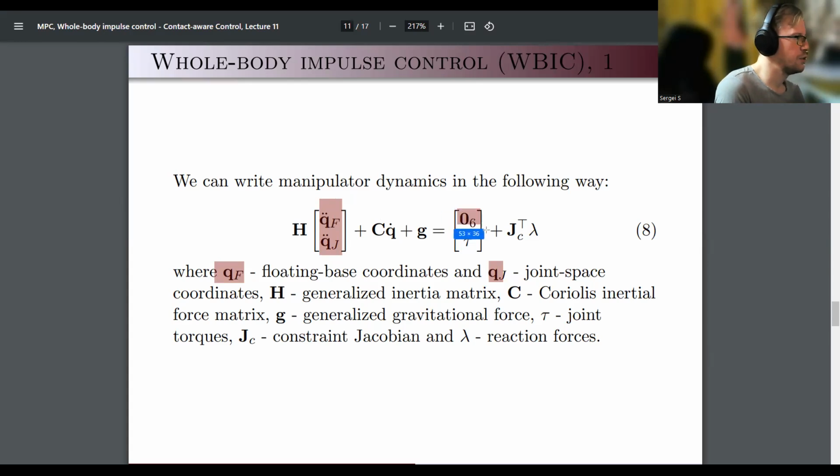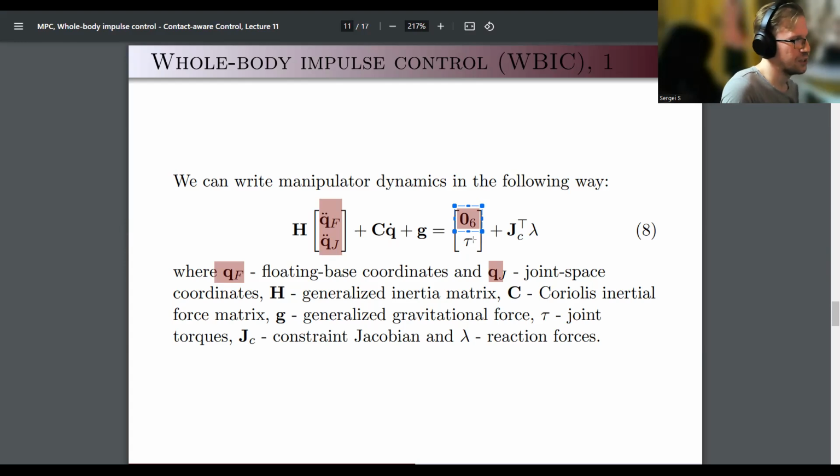Notice that floating base coordinates are associated with 0 torques, so there are no joint torques acting on floating base coordinates for walking robots. I'm not saying that it is inconceivable that joint torques would act on your floating base coordinates. I'm saying that for almost all walking robots that you encounter, it doesn't happen. So joint torques don't act on those, but they act on every other one.